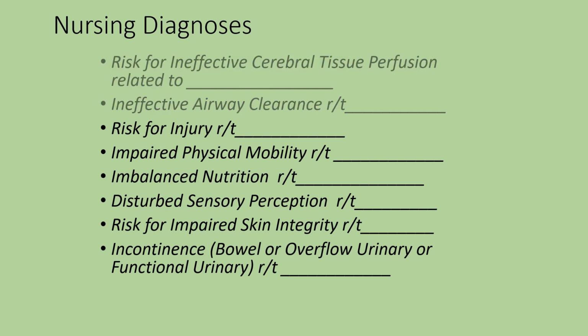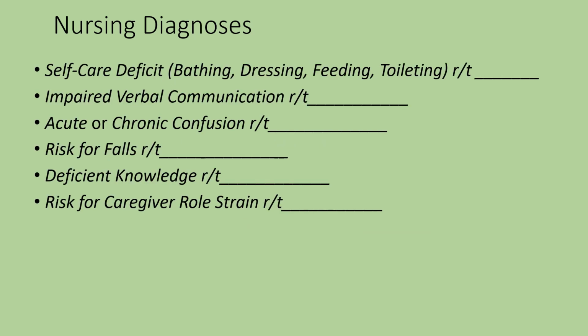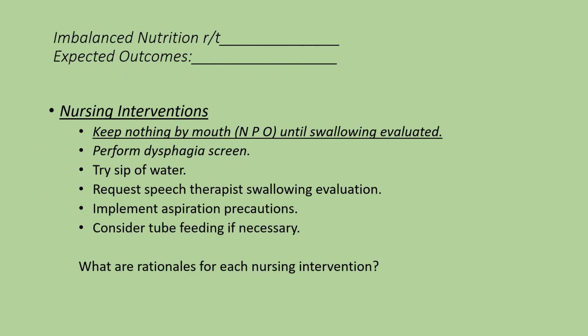So we have ineffective airway clearance, risk for injury, impaired physical mobility, imbalanced nutrition, risk for impaired integrity, incontinence, and then continuing on with the nursing diagnoses of self-care deficit, impaired verbal communication, acute or chronic confusion, risk for falls, deficient knowledge related to what, risk for caregiver role strain.